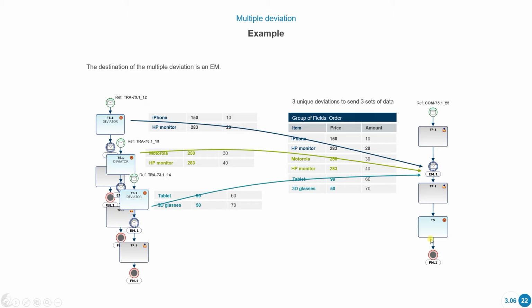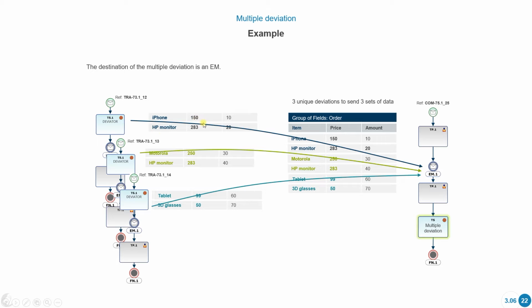But when the flow goes down here and it deviates back to these source processes, this is going to be a multiple deviation, and it's going to deviate each line back to its specific process. Again, multiple deviation, it's always based on a group of fields.